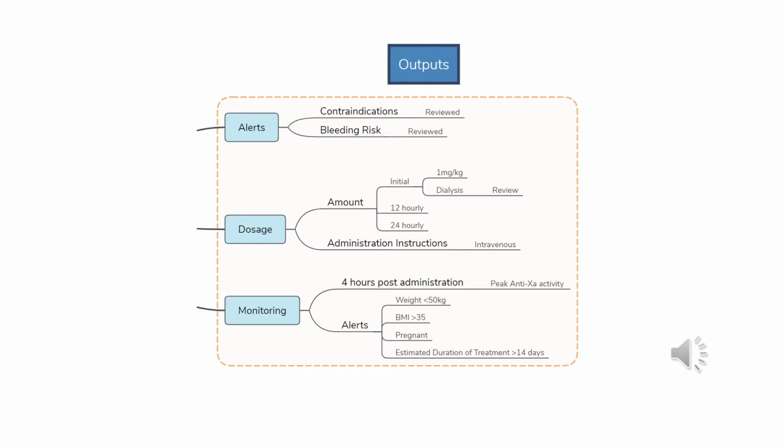The final output is the monitoring recommendations for enoxaparin. The guidelines suggest monitoring peak anti-Xa activity 4 hours post-administration. Monitoring is highly suggested for patients who weigh less than 50 kg, have a body mass index of greater than 35, pregnant patients, and those expecting to receive treatment for 14 days.